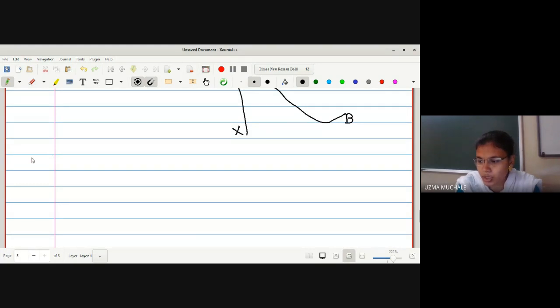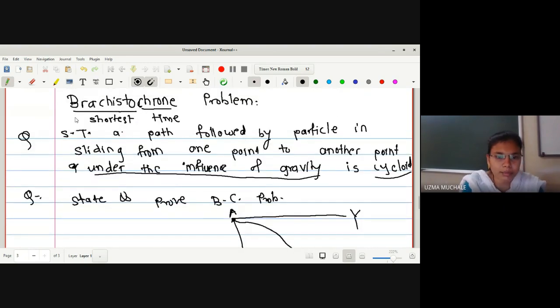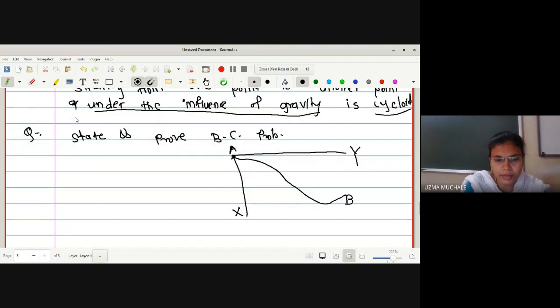Brachistochrone is a path joining the 2 points. Actually, brachistochrone means what? Shortest time problem. If you want to go from position A to B in the minimum time, then we are going to follow the shortest distance. If you have more time, you can follow more distance. If you are provided with a minimum time, then obviously we are going to follow the shortest path.